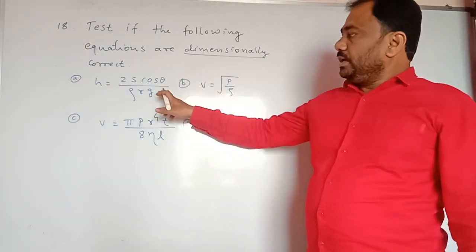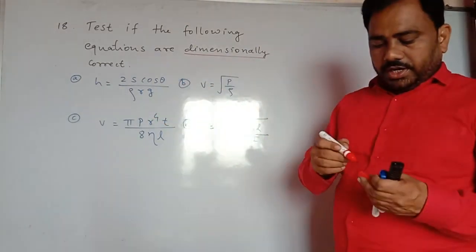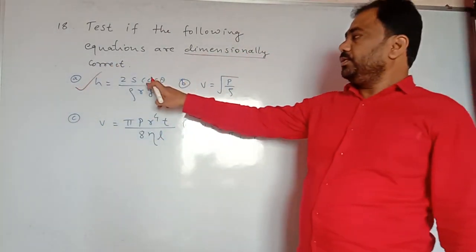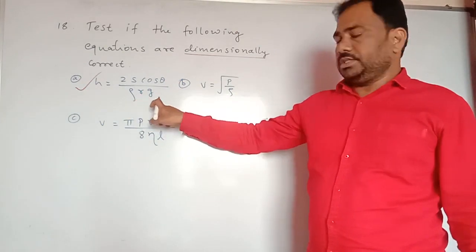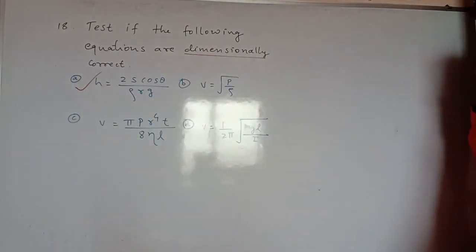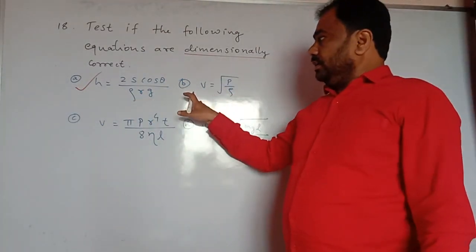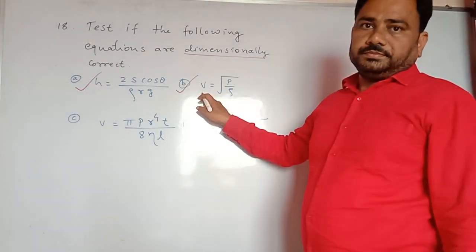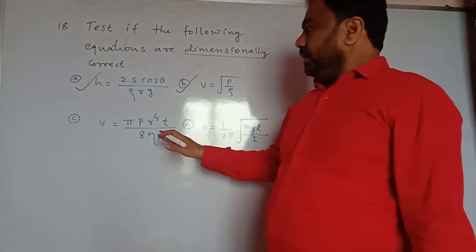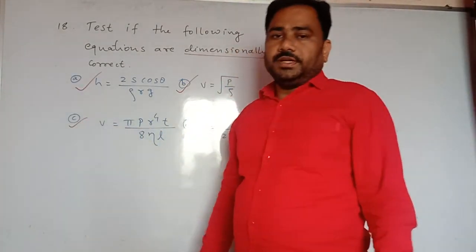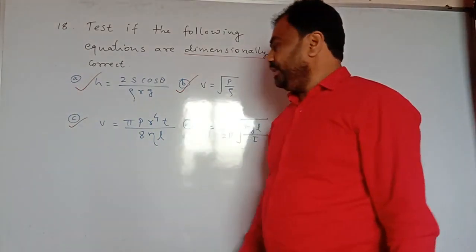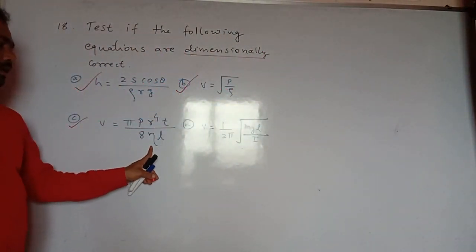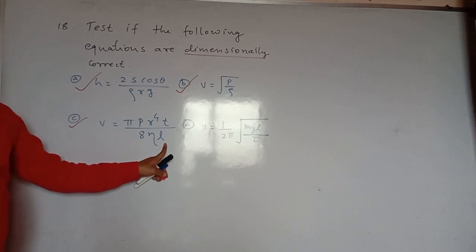See here, in our previous lectures, we have already solved these problems. First problem, that is height: height is equal to 2s cos theta upon rho r g. Then the second problem also we have solved already. Now today we have to solve the third problem, that is the next problem, and the problem is V is equal to pi p r to the power 4 into t upon 8 into eta into L.